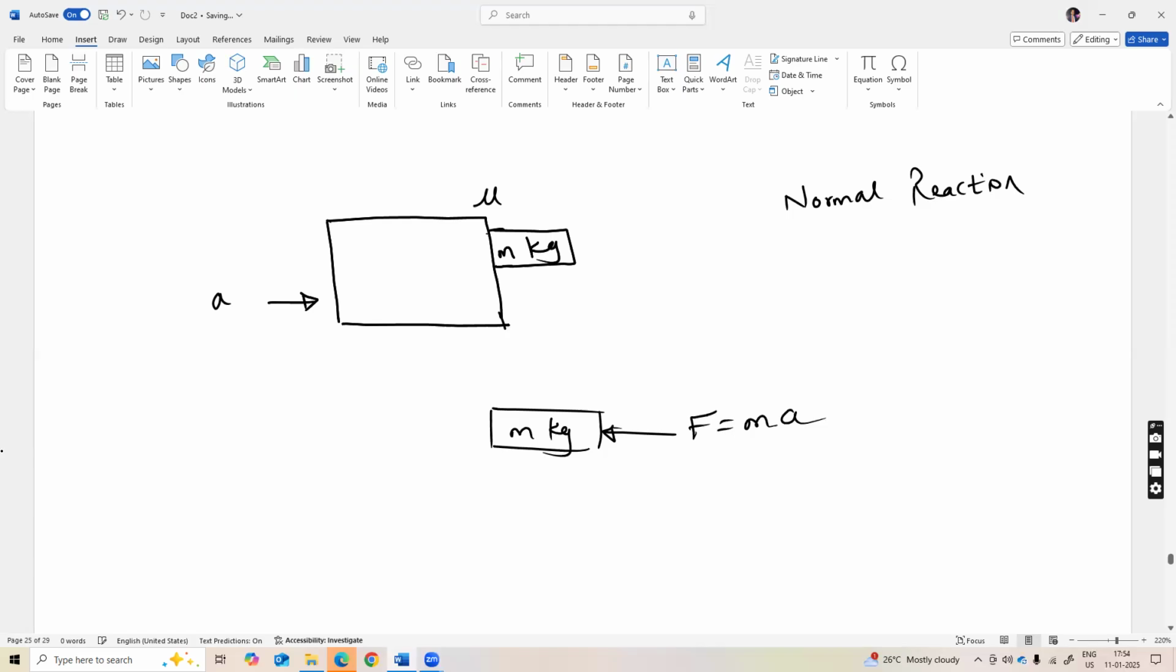So in this case, the normal reaction will be equal to ma, where m is the mass of this object and a is the acceleration of the total system. This will be the normal reaction, and limiting friction will be equal to mu N, so it will be mu m a. Is it clear? Yes, sir. Okay.